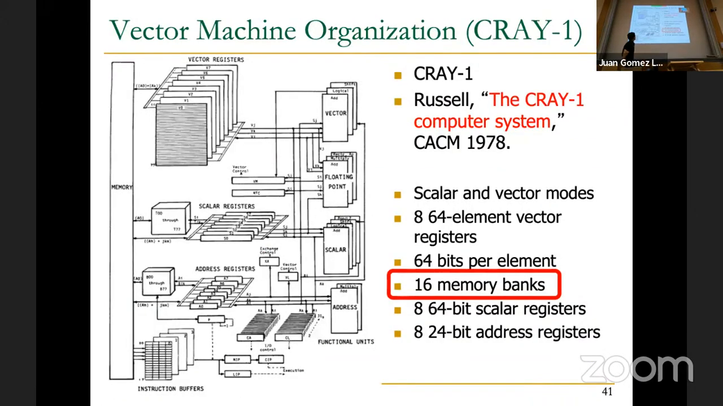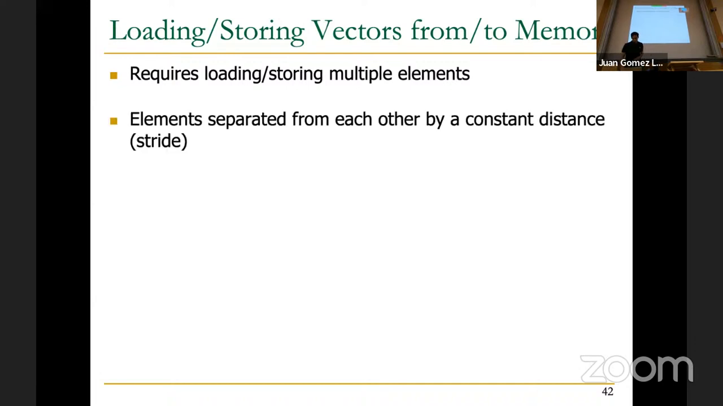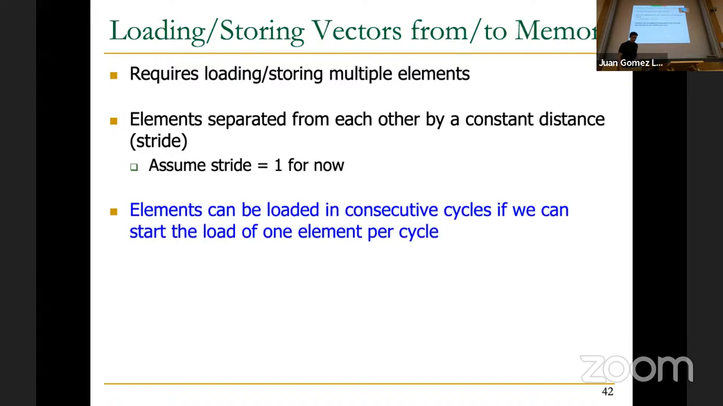Okay, so if you look at this scheme of the vector machine, you will see that it also has multiple memory banks, and we are going to see what these memory banks are. What's the goal of these memory banks? We need memory banks in vector processors when we have to access memory, when we need to load data from memory or store data to memory. You already know that elements are in memory. The elements that we need to access from memory are separated by a certain constant distance that is called the stride. For now, we assume a stride equal to one.